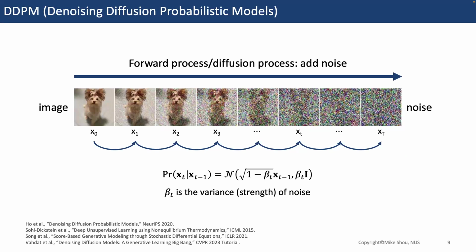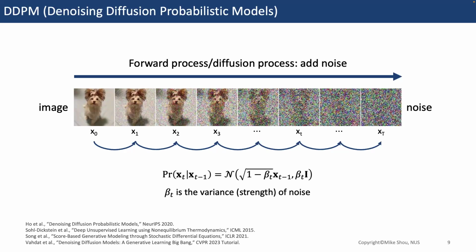This equation essentially combines a portion of the original image with some noise. Early on, the image remains mostly clear, but as t increases, the influence of the noise grows, making the image more and more distorted.